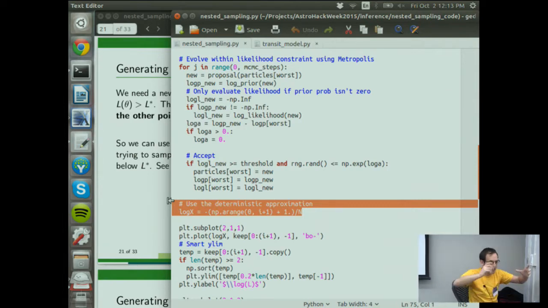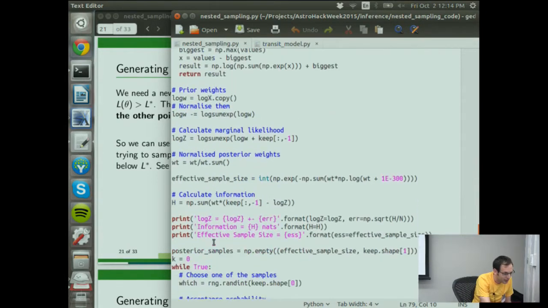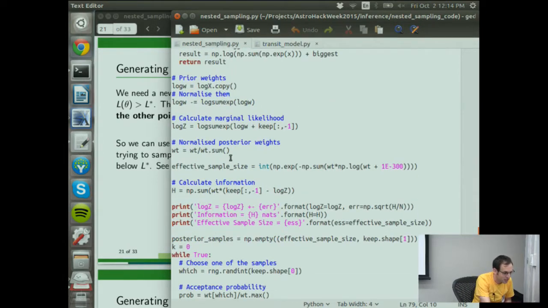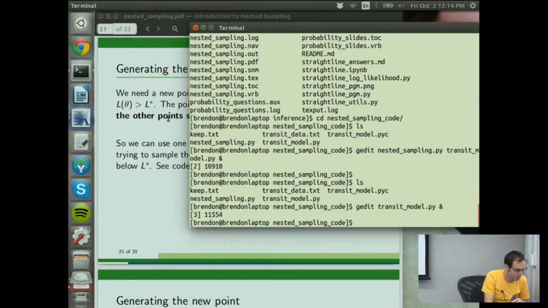If I have 1,000 particles and do 1,000 iterations, that'll also mean volume has gone down by a factor of e. And so just using that as a guess for the x values of all the discarded points works pretty well. And then there's just some plotting, and it calculates the marginal likelihood and prints it out, and things like that. And also makes posterior samples. I won't go into detail about the posterior samples.